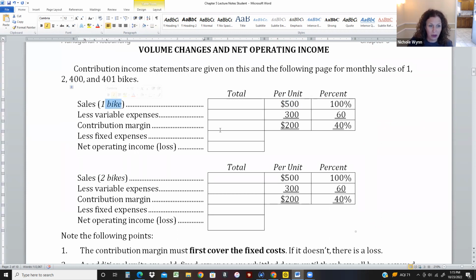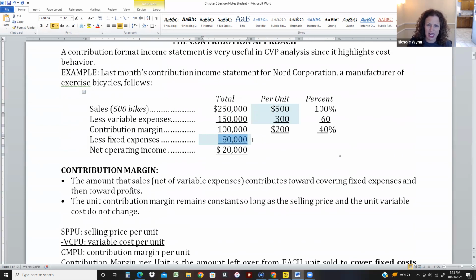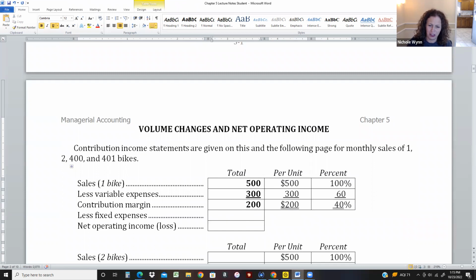And if we only sell one bike for the whole month, then our total revenue is only going to be $500. Our variable expenses are going to be $300 and our contribution margin is $200. But our fixed expenses are a lot. Our fixed expenses are $80,000. So we have a loss in this case, a loss of $79,800. That's a bad month. Okay. So there is definitely more work to be done. We cannot just sell one bike.